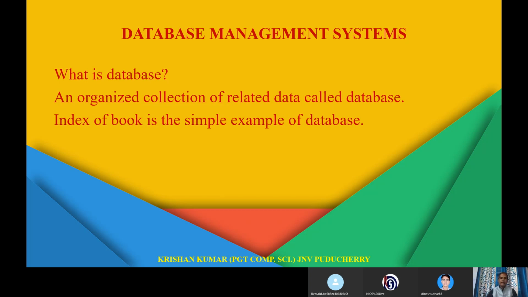See the example, index your book, whatever book you are holding. In that book, all the indexes are available. Why are they giving an index? Because suppose lesson number 4, the page number they have given. So immediately you will go to the particular page and you can find out your related information. This is called an organized collection of related data.